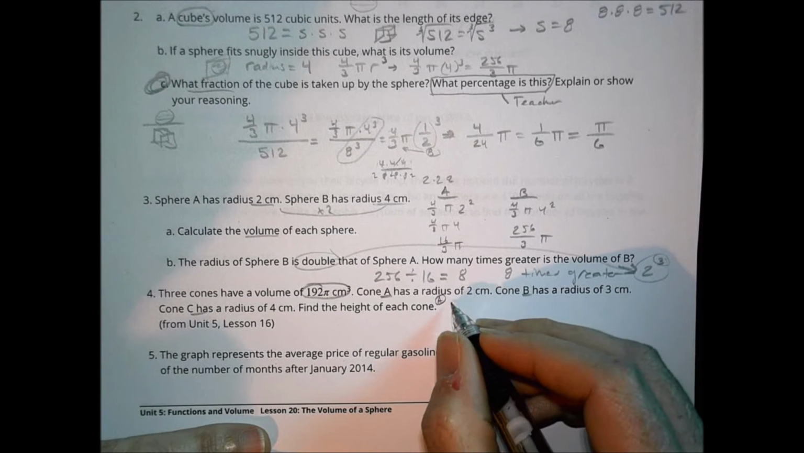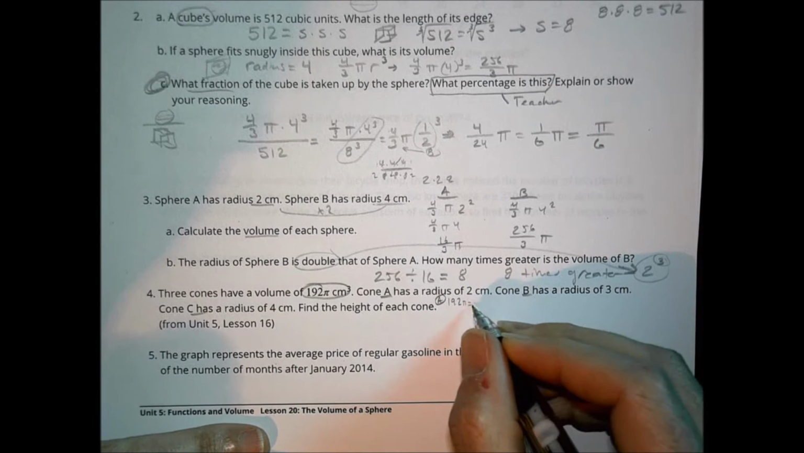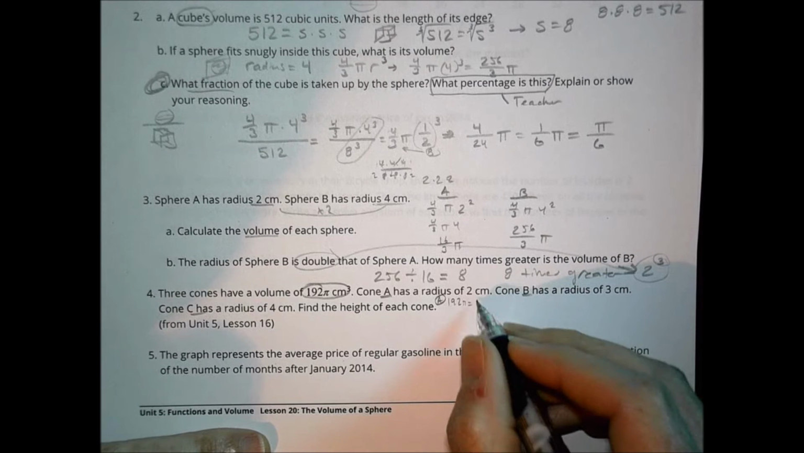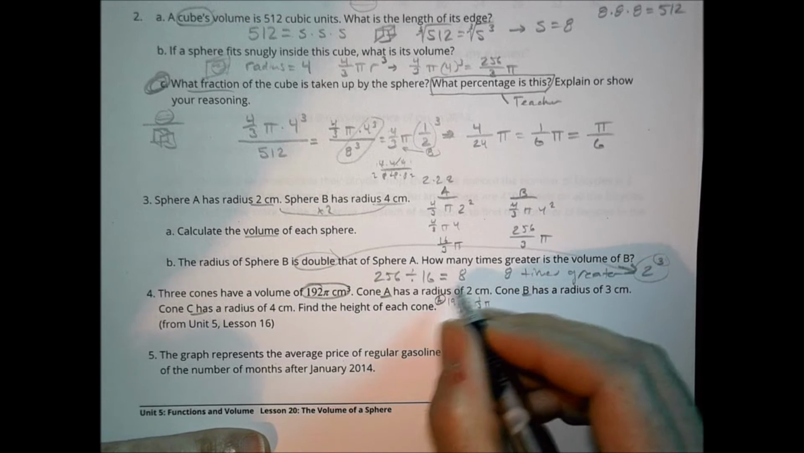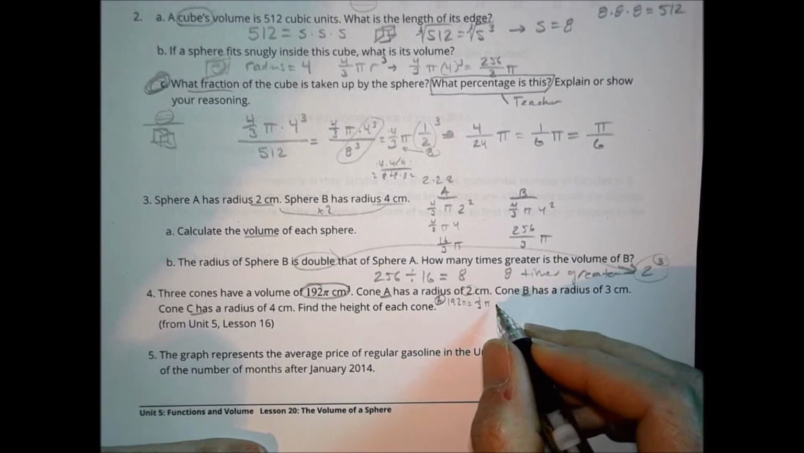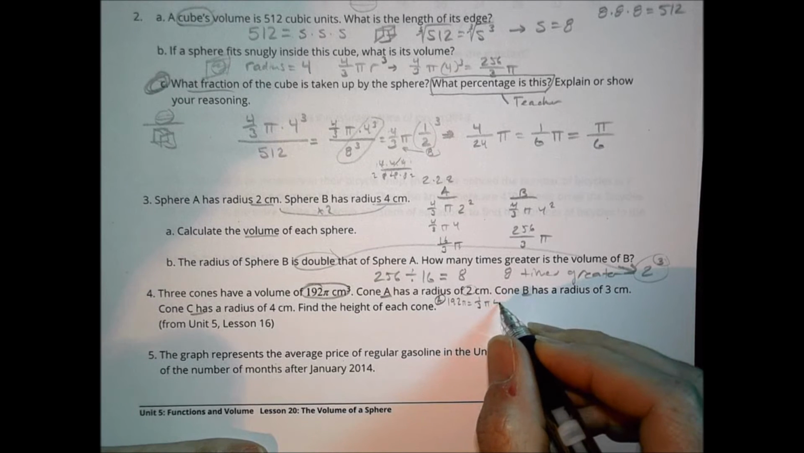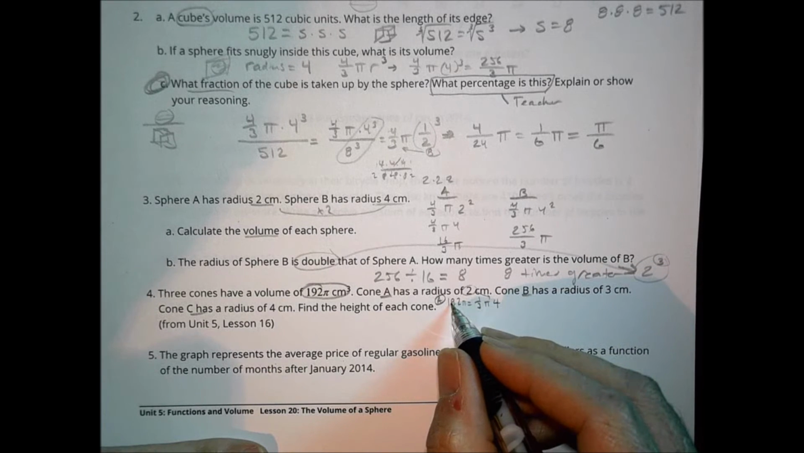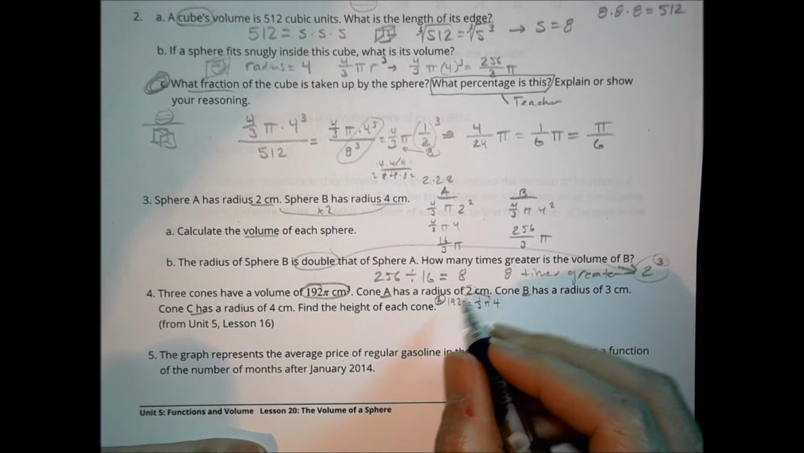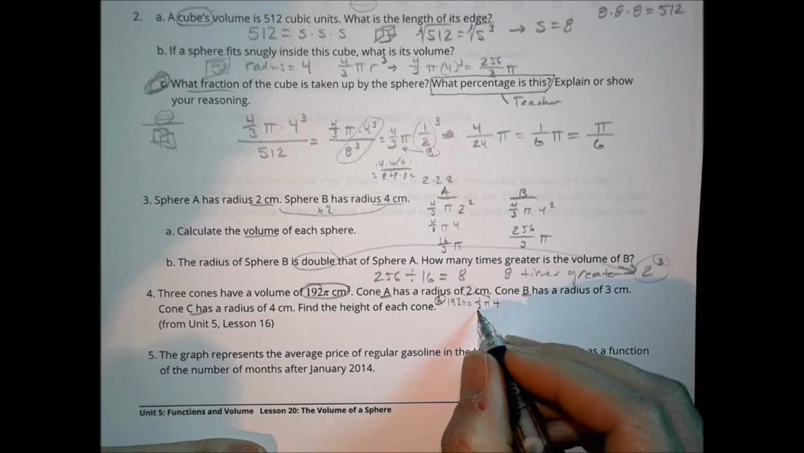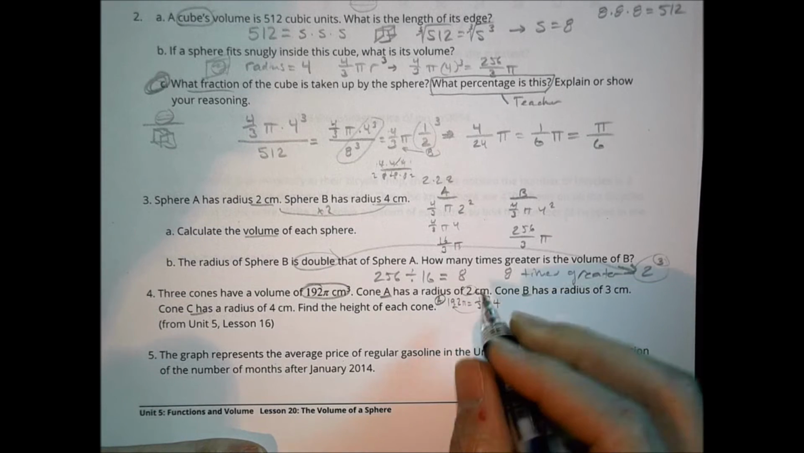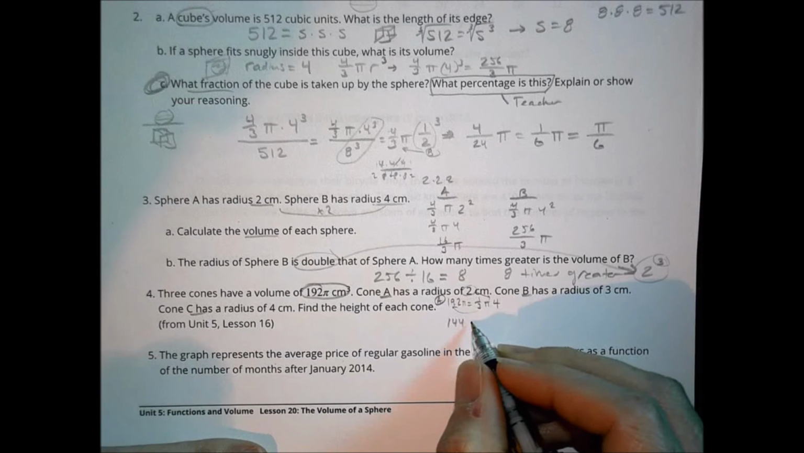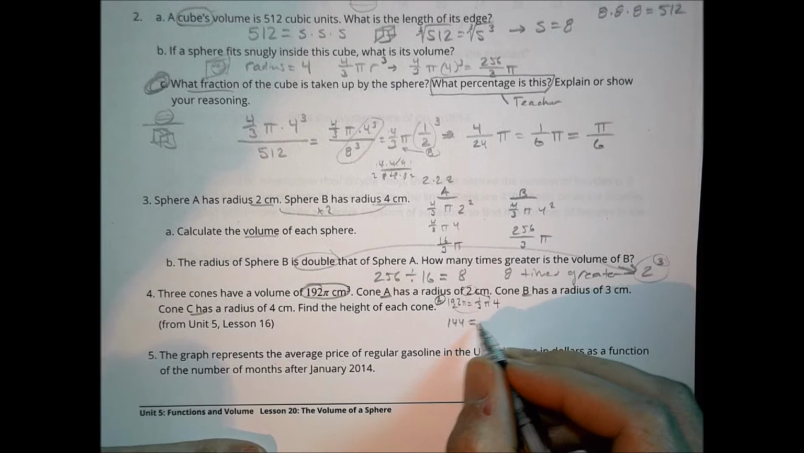A, the height of this is going to be, we know it's 192 pi equals, in our case here, 1/3 pi times the radius squared. Radius is 2, so 2 squared is 4. Okay, that's where that came from right there. So now I multiply this by 3, and then I divide it by 4. When I multiply this by 3, and then divide by 4, I end up with 144, going with the pi, equals h.